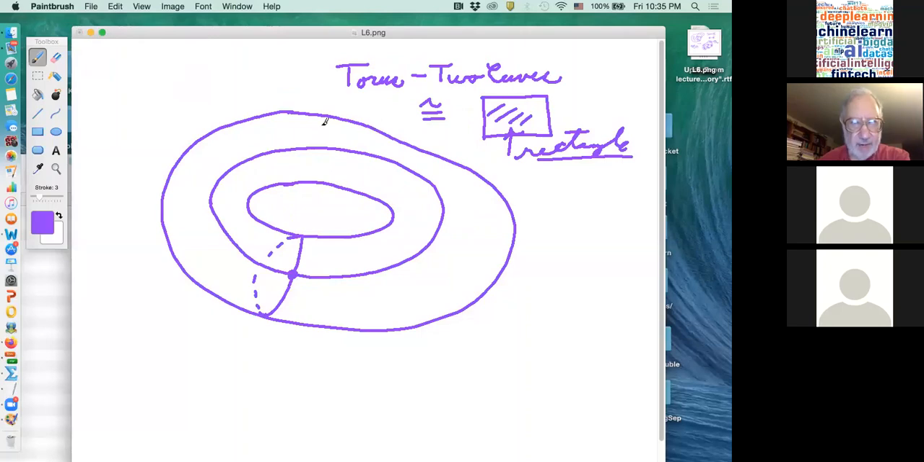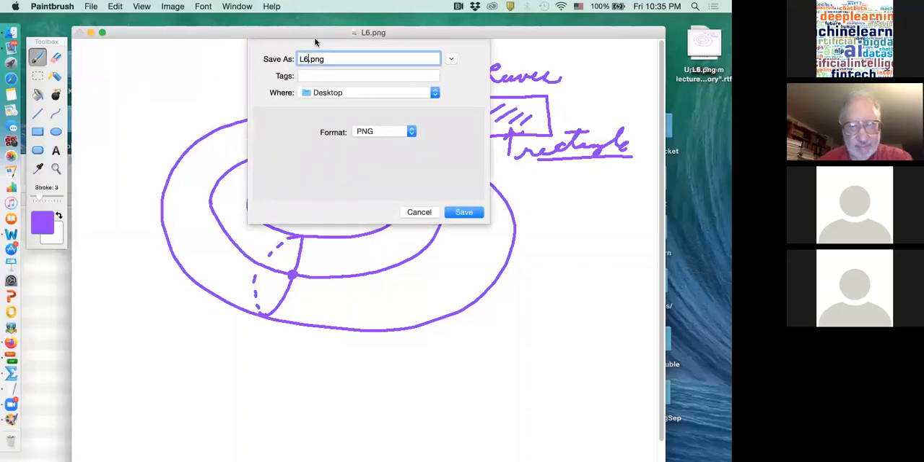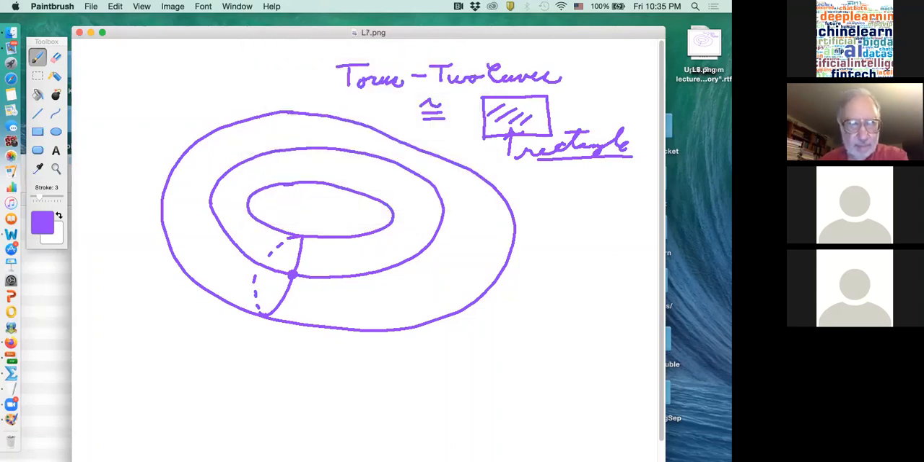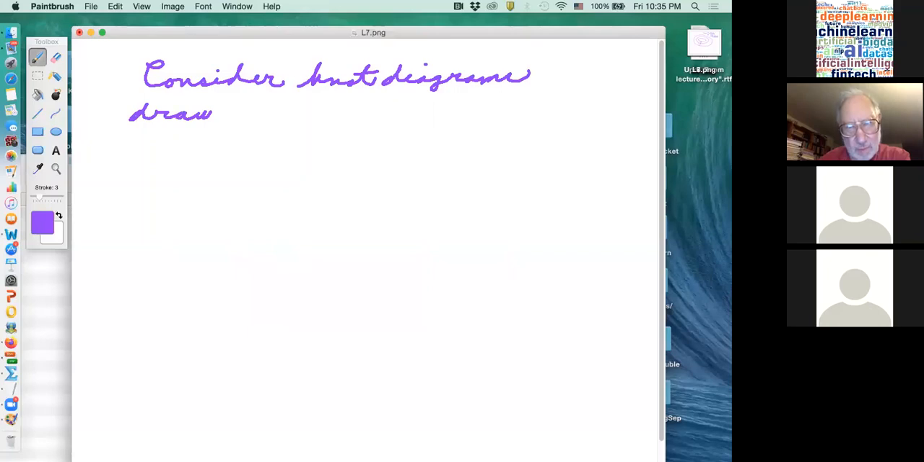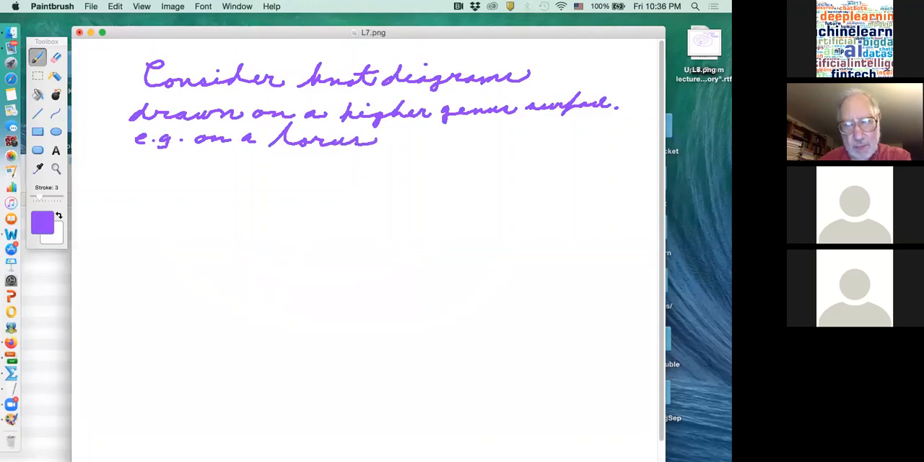But as long as we're talking about higher genus surfaces, I want to tell you about a way of thinking about knots on such surfaces. So I ask you to consider knot diagrams drawn on a higher genus surface, for example, on a torus. Now, I really mean knot diagrams.